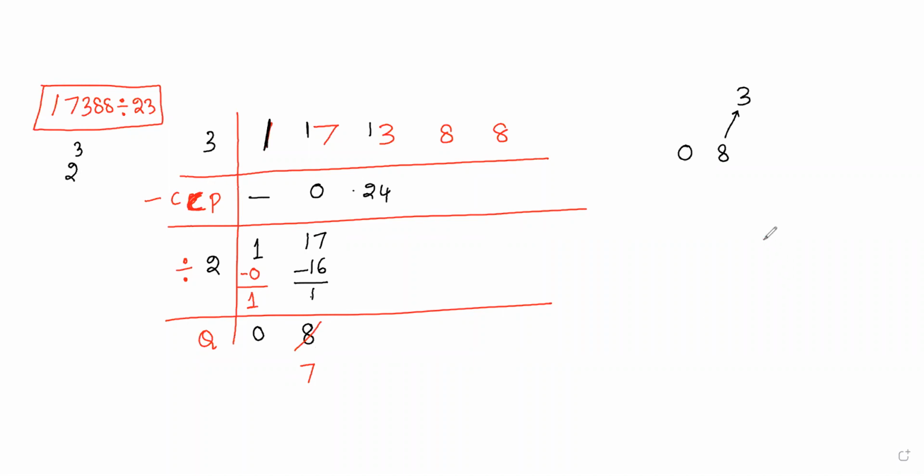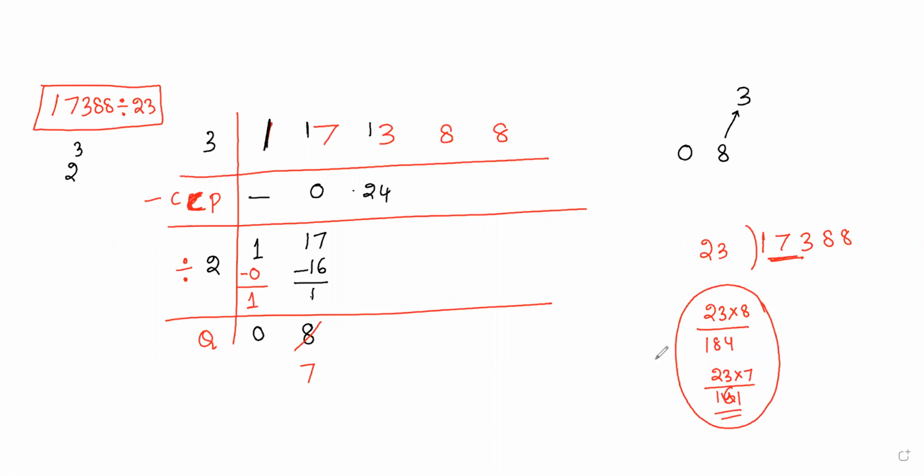Why? See, suppose 17388 is there. The 23 table is there. You don't know exactly how many times you want to take. First you try 8 times. Then your answer will be here 18.4. So it is not subtractable. So then you take 7 times and you check that. So 14.1. That is 16.1. In this way you are checking, yes or no? Yes or no? Generally the school way, you are checking like that only.